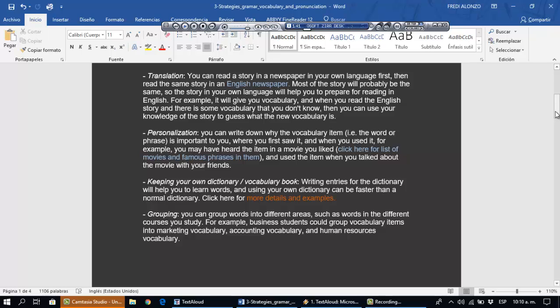Keeping your own dictionary/vocabulary book. Writing entries for the dictionary will help you to learn words, and using your own dictionary can be faster than a normal dictionary. Click here for more details and examples. Grouping. You can group words into different areas, such as words in the different courses you study. For example, business students could group vocabulary items into marketing vocabulary, accounting vocabulary, and human resources vocabulary.